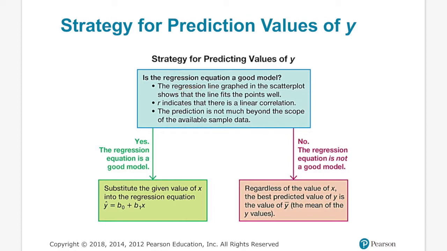First, I will graph my regression line to see if the line fits the points well. Second, I will find R to see if there is a linear correlation. Third, the prediction is not much beyond the scope of the available sample data. That means that the x value that you are going to use to predict the y value is in between the smallest x value and the largest x value.